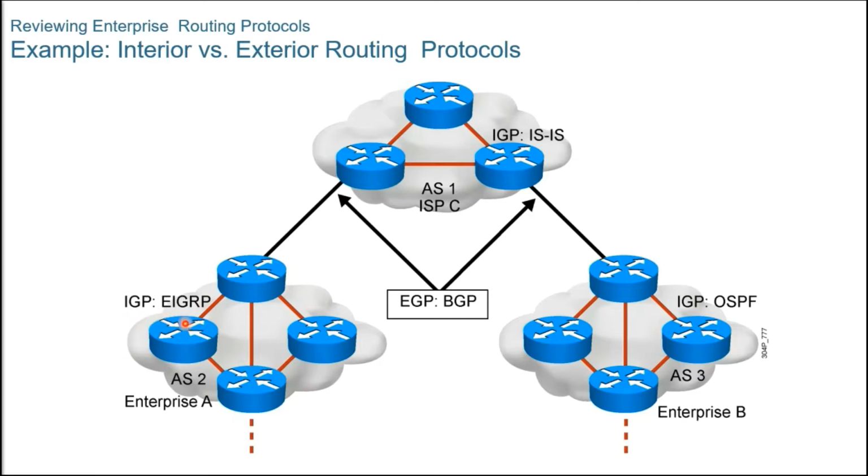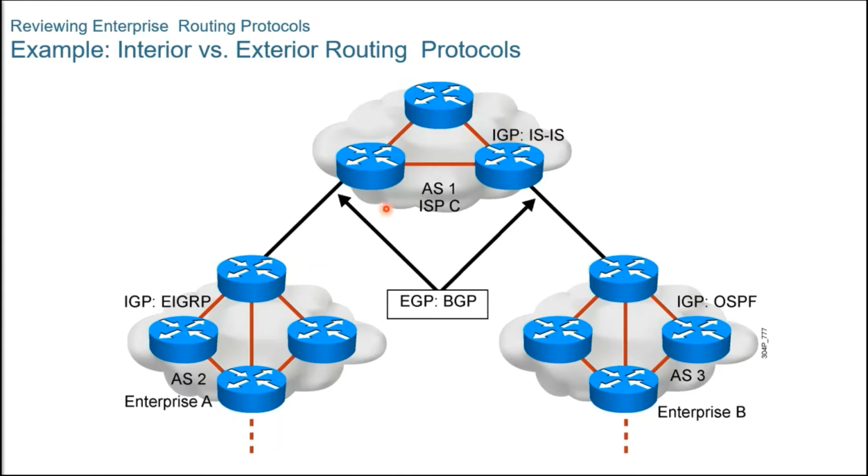For example, EIGRP. Assuming that this is autonomous system 2, if you have autonomous system 3, again, this is maintained by a different single administrator. And within this network, autonomous system 3, we are running an IGP, specifically OSPF. Now on ISP C or AS1, within the system they are using the IGP IS-IS.